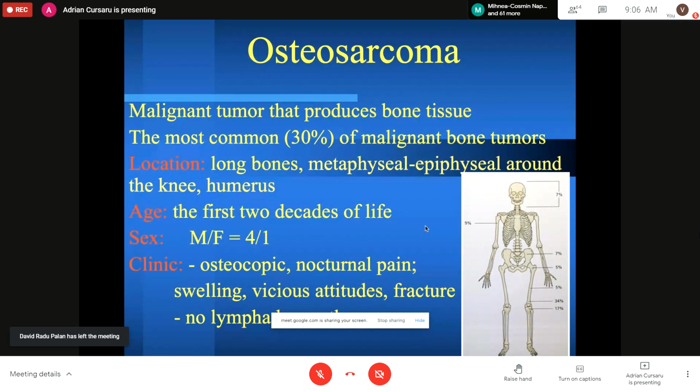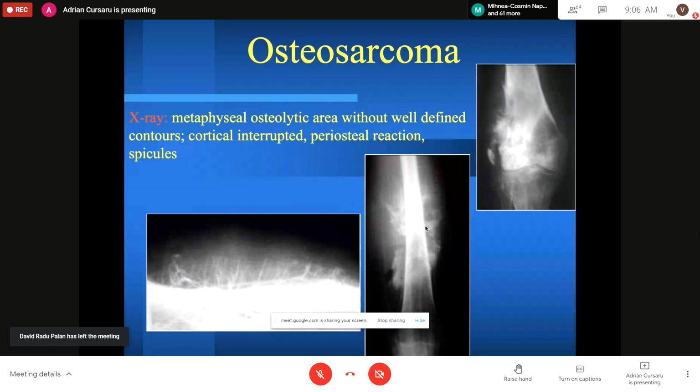or an abnormal bone. On the X-rays, the abnormal presentation is represented by an osteolytic area without well-defined contours, with interrupted cortical and periosteal reaction. Like in that image, you can see the specific grass image, spicules on the periosteum.